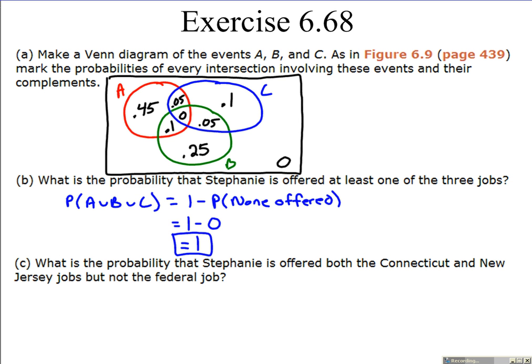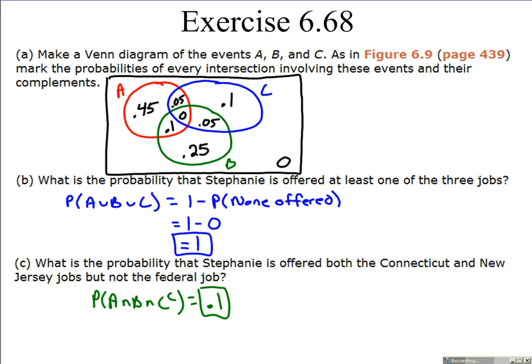What is the probability that Stephanie is offered both the Connecticut and New Jersey jobs, but not the federal job? So we want to know the probability that A happens, and B happens, and C's complement happens. C's complement being that she is not offered job C. Well, if we look at this, the probability of A and B happening we know is 0.1. And if we're looking in this area right here, that's the 0.1, that she is also not being offered job C. So from our Venn diagram, that becomes a pretty easy thing to identify, and it is going to be 0.1.